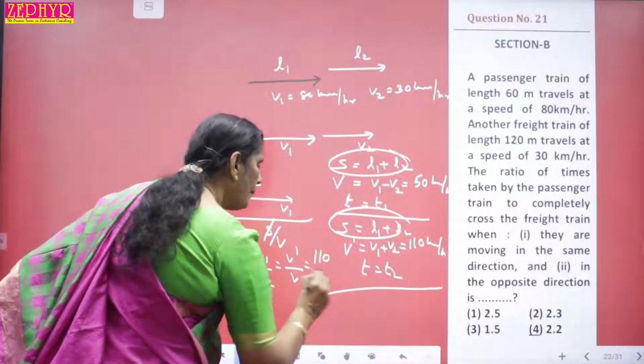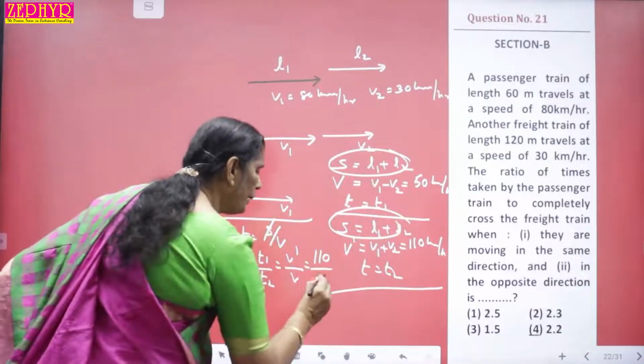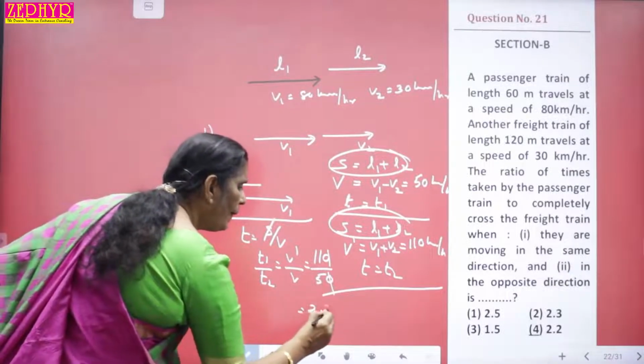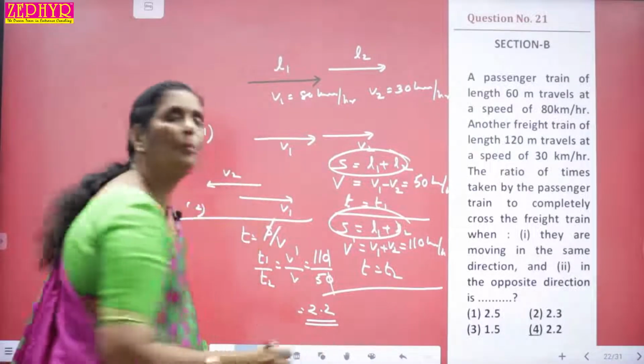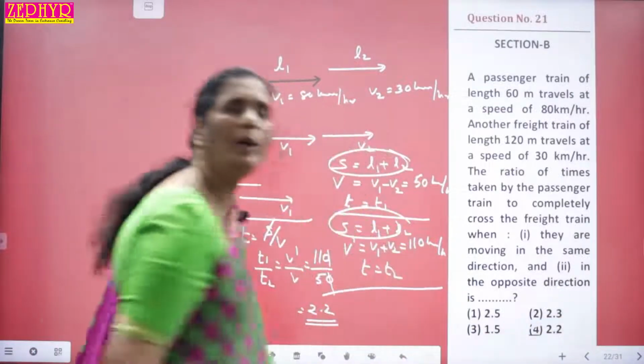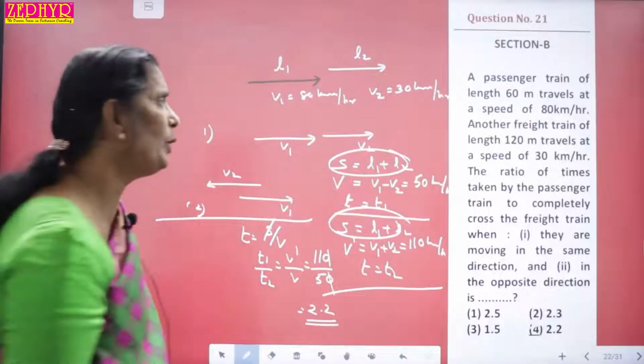110 by what is the velocity in the second case? 50. So this will get cancelled. 11 by 5. 11 by 5 is nothing but 2.2. So 2.2 will be the answer, like that. Very simple question, no doubt.